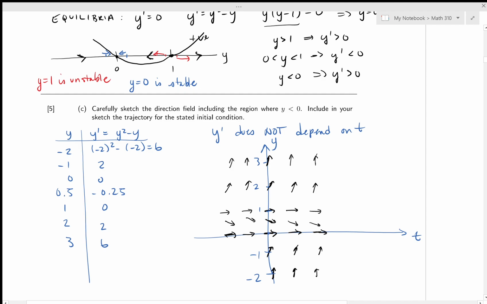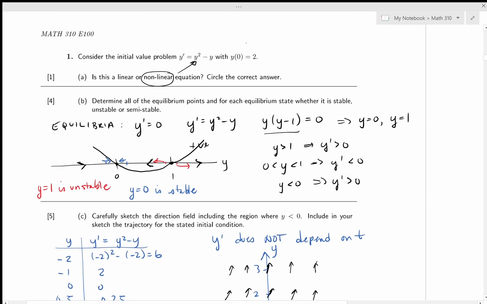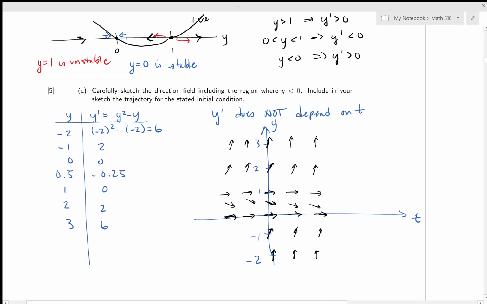Then we're supposed to sketch the trajectory for the stated initial condition. What is the stated initial condition? That is here: y of 0 is 2. That means when t is 0, we are sitting here at 2. So we see that the trajectory will look like this. It'll be going up here, and then we'll be coming somehow down like that. So we can sketch that trajectory on there. Okay, that's question 1.